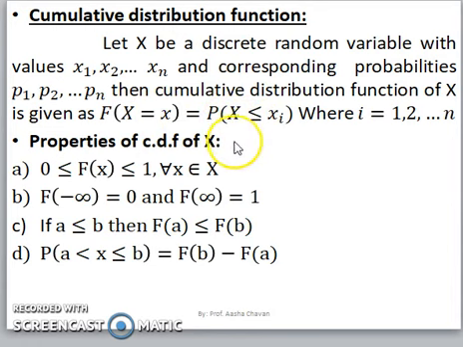This is the definition of cumulative distribution function. Now see the properties of CDF. Properties of cumulative distribution function. First property says that F(x) always lies between 0 and 1 for all x belonging to capital X. F of minus infinity is always equal to 0 and F of infinity is equal to 1. If a is less than or equal to b, then F(a) is also less than or equal to F(b). Probability of X lying in a and b is equal to F(b) minus F(a).